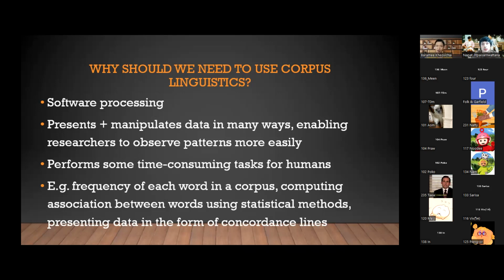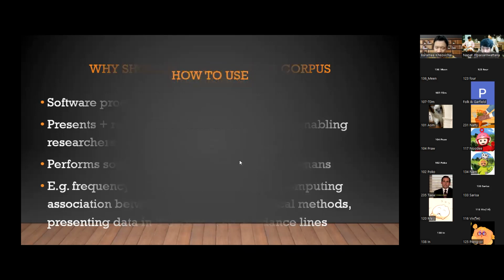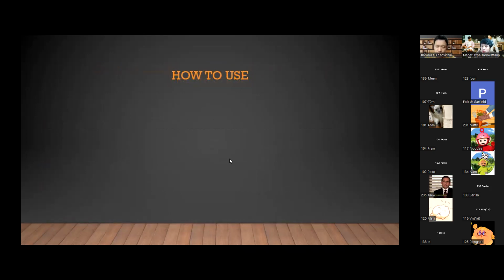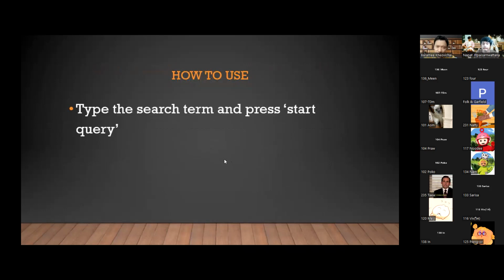It can also compute the association between words. It can compute and show us whether the words are collocations or not, and it uses statistics to test if the words are collocations or not. And we also see concordance lines, which we've seen earlier. So that's the power of corpus analysis software.